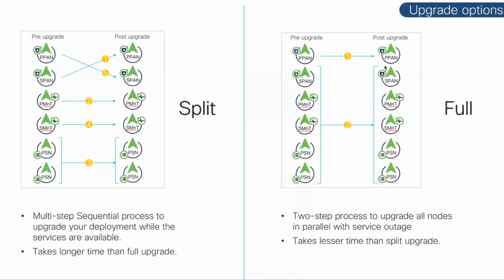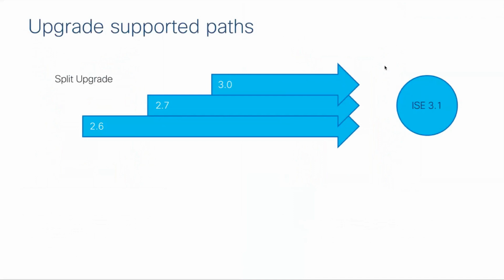The split upgrade process is kind of a sequential one, and we're going to go through in detail what exactly the full upgrade process and split upgrade process are in a later section. So coming to the features, split upgrade process and full upgrade process. These are two features basically.